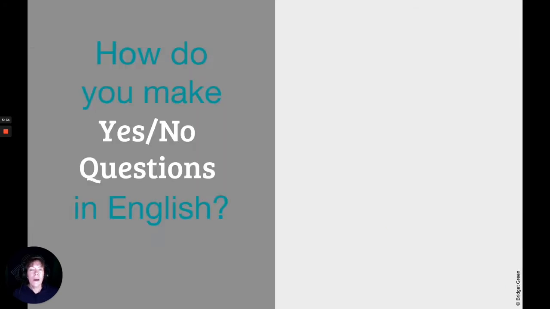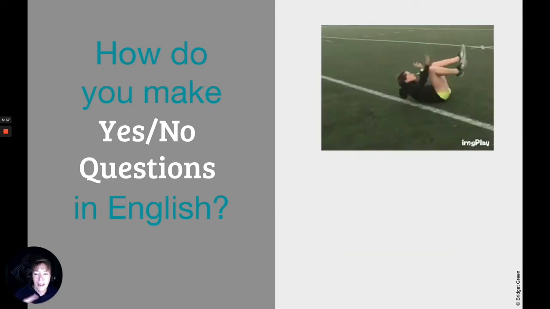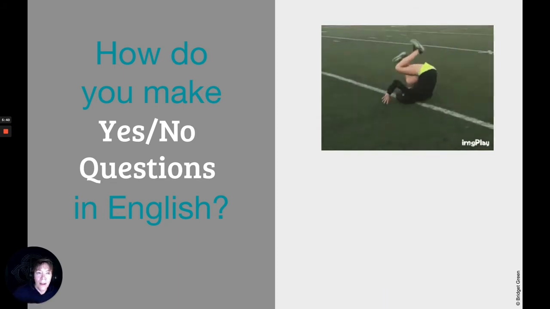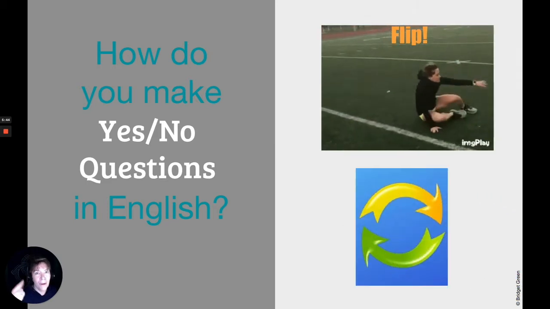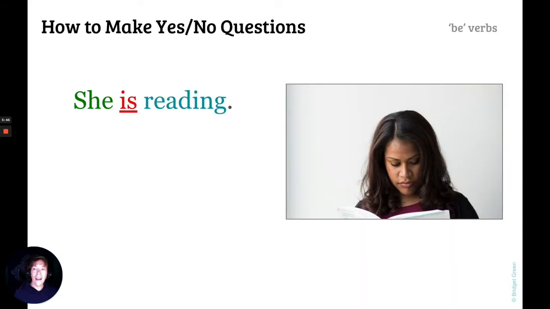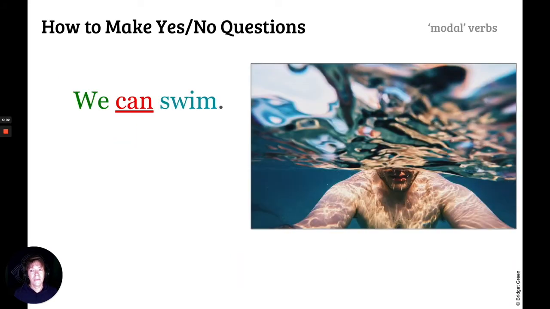Right. So, how do you make yes-no questions in English? Here's how. You flip. Can you do that with your fingers? You will flip. That's right. Flip. Right. Here we have she is reading. You can see the subject, you can see the auxiliary verb, and what happens? They flip. Is she reading? Nice. You just have to flip the auxiliary verb and the subject.